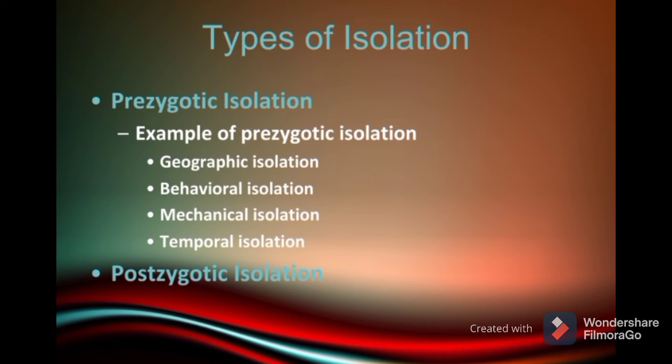So there are types of isolation. We have prezygotic isolation and postzygotic isolation. In prezygotic isolation, there are four examples: geographic isolation, behavioral isolation, mechanical isolation, and temporal isolation.